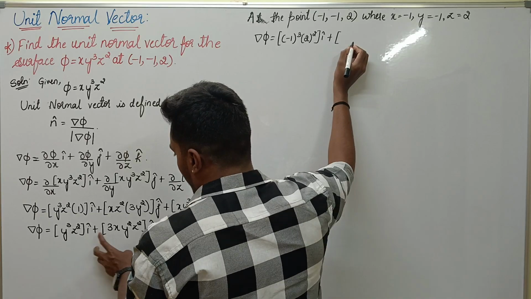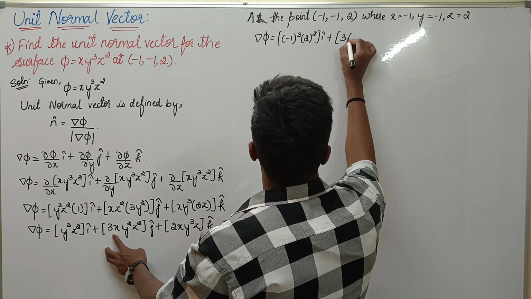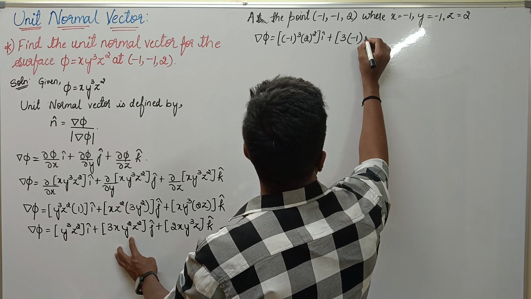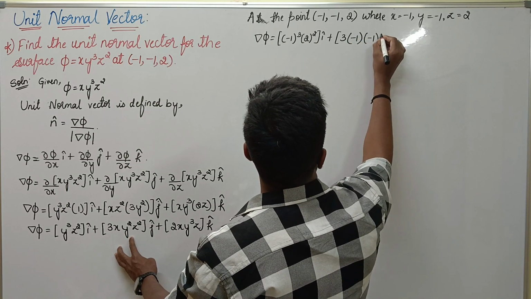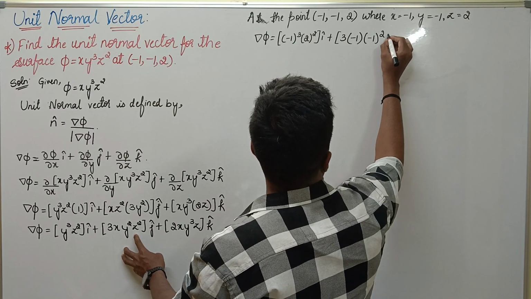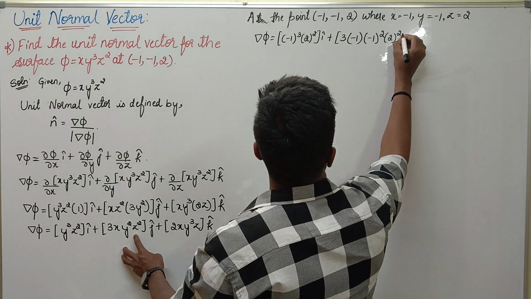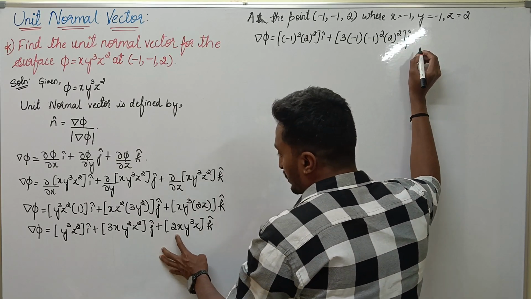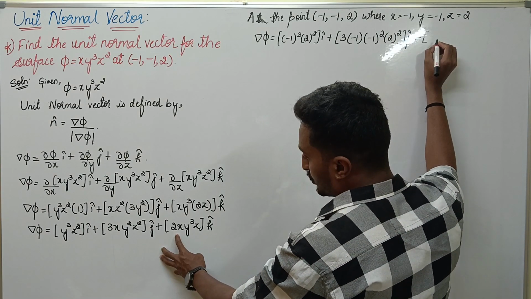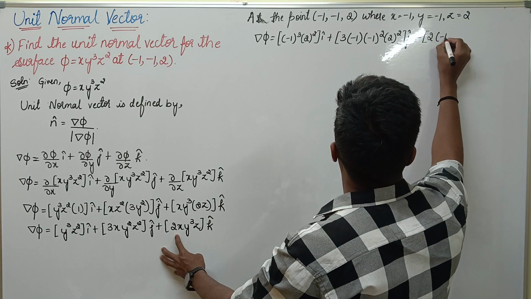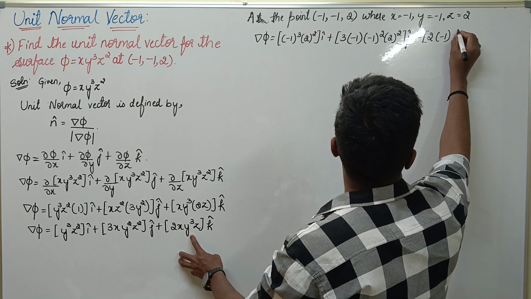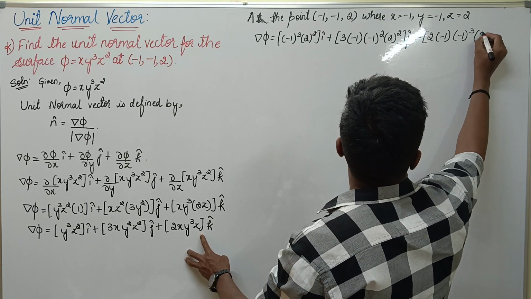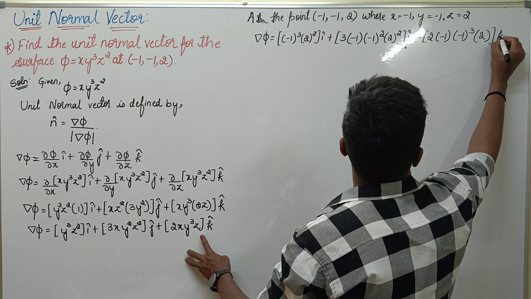plus 3 remains constant into x. What is x? We have minus 1 into y square. We have y square means minus 1 the whole square. Next we have z square, that is 2 square into j cap plus 2. What is x? Minus 1. What is y cube? Minus 1 whole cube into z, that is z value is 2 into k cap.